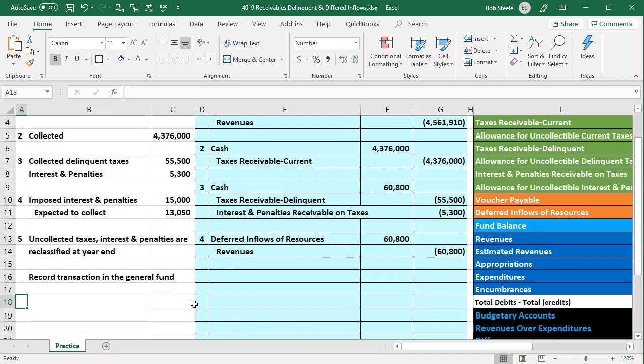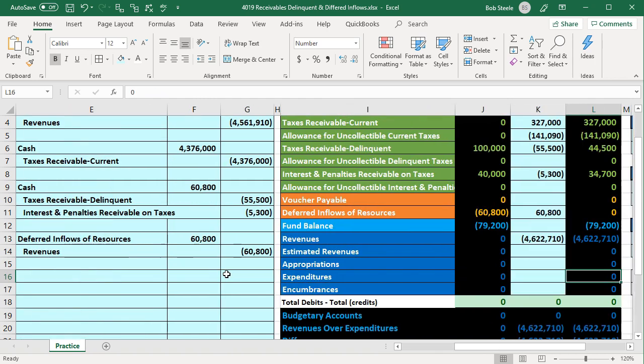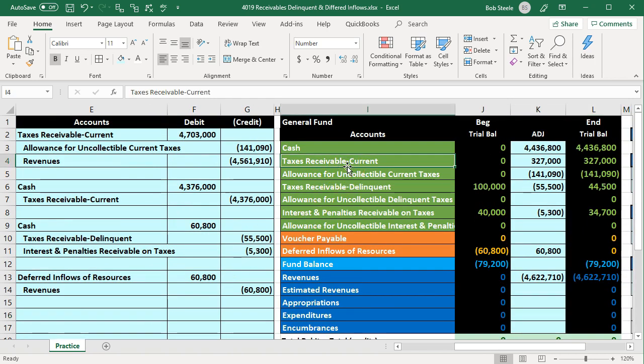Okay, so now we're going to go to number 5. It says uncollectible taxes, interest, and penalties are reclassified. So all the uncollected taxes, which are going to be up top. Notice up top we have these current taxes, our current receivables. This has what hasn't been collected yet. And it's going to be reclassified to what? Well, now delinquent. So in essence, we need to take these balances and move them down from the current taxes and allowances to the delinquent taxes and allowances.